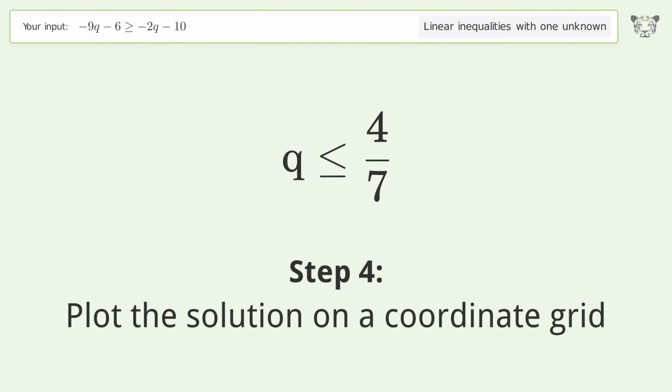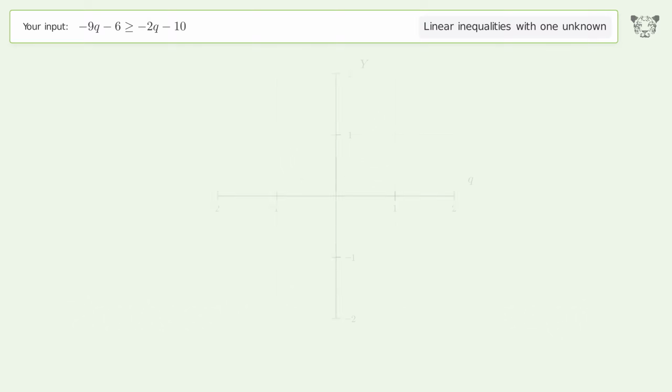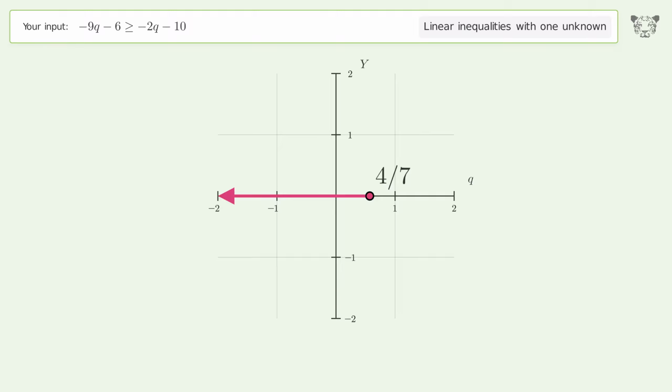Plot the solution on a coordinate grid. And so the final result is q equal or smaller than 4/7.